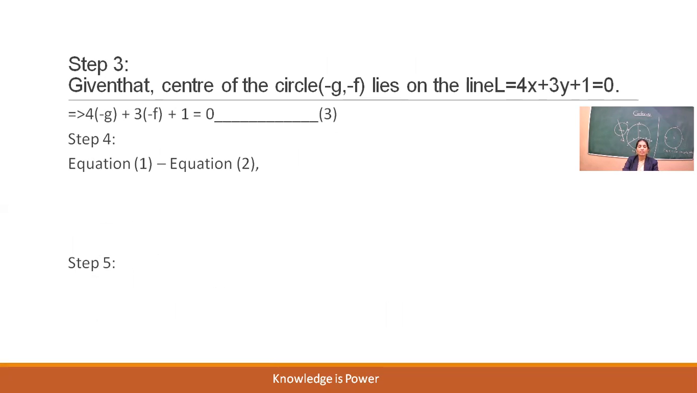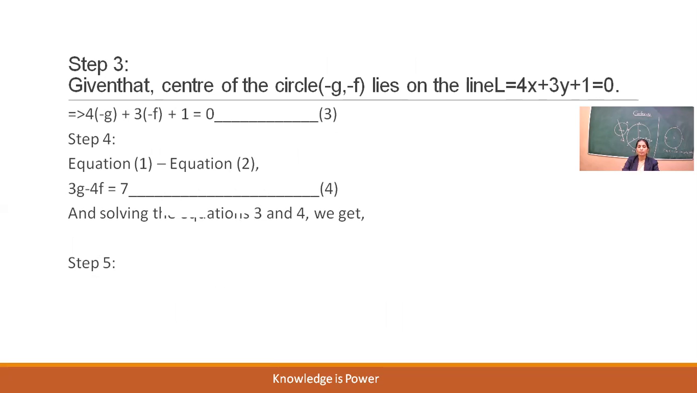Now we'll have equation 1 minus equation 2. Why only equation 1 minus equation 2? In order to eliminate c. So 3g minus 4f equal to 7 is equation 4. And now we'll solve equations 3 and 4 so as to get the values of g and f. Here g is equal to 1 and f is equal to minus 1.